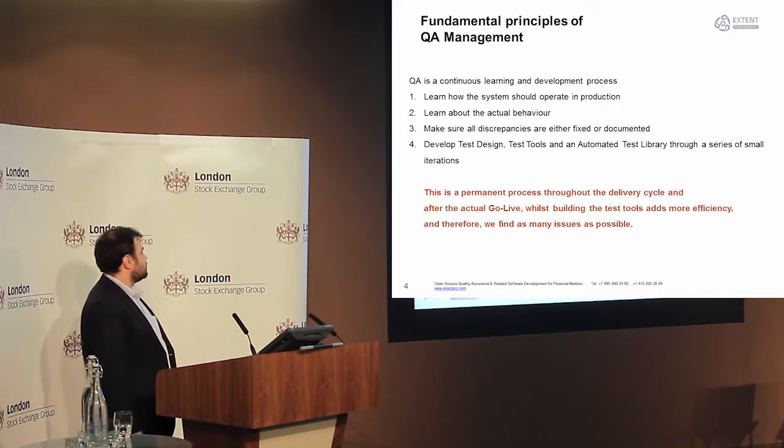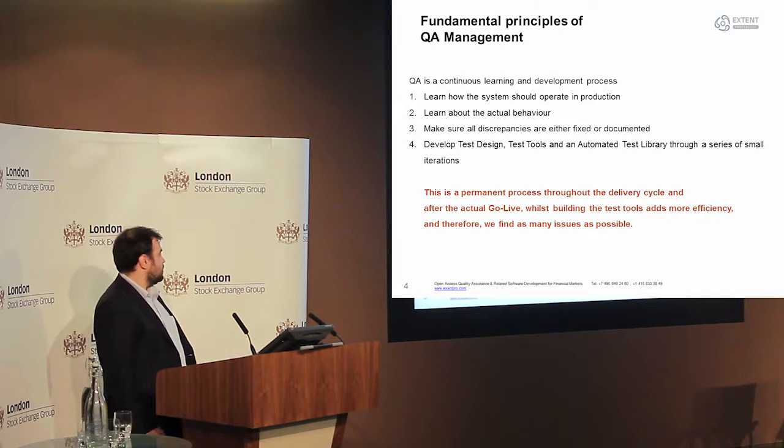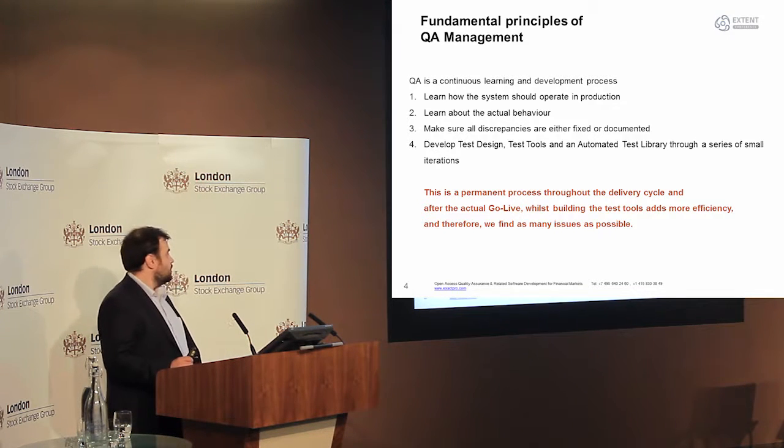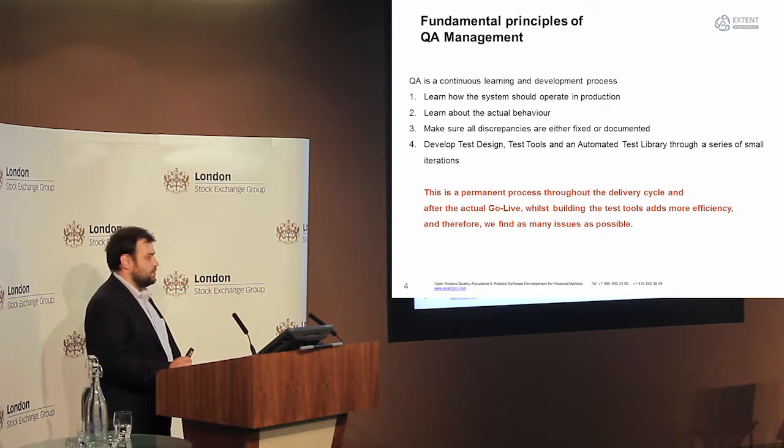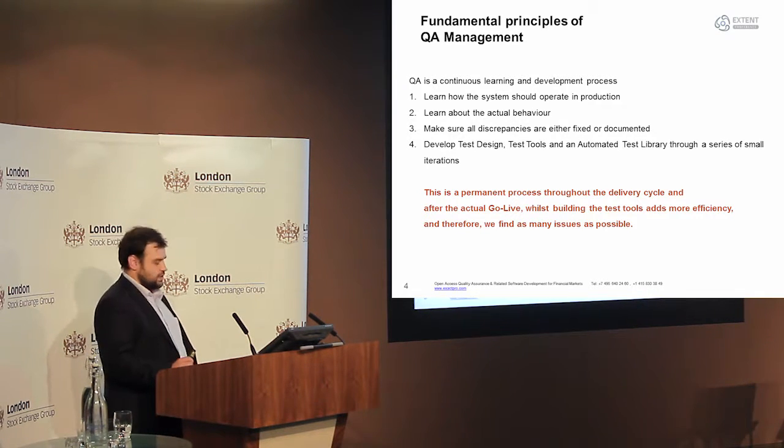It's actually very, very simple stuff. QA is learning. We learn how a system should behave in production. We learn how the system actually behaves under the tests, and we compare. Everything is targeted on this task.